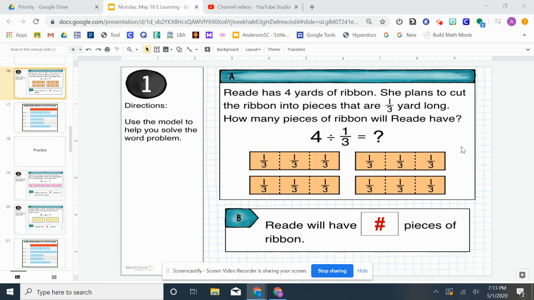Yesterday, we began looking at how to divide a whole number by a unit fraction, a proper fraction smaller than 1. Today, we're going to look at some more examples, and I've provided the models for you.